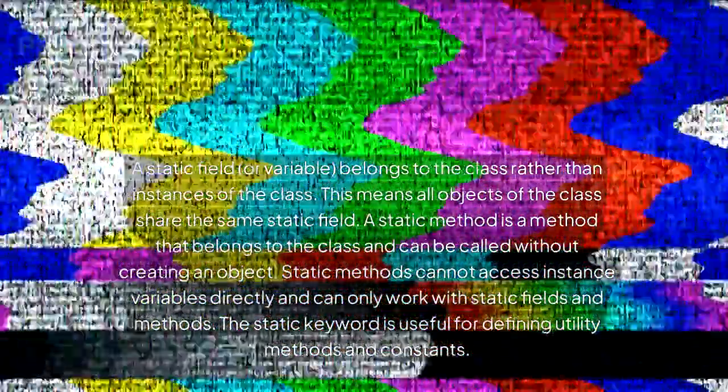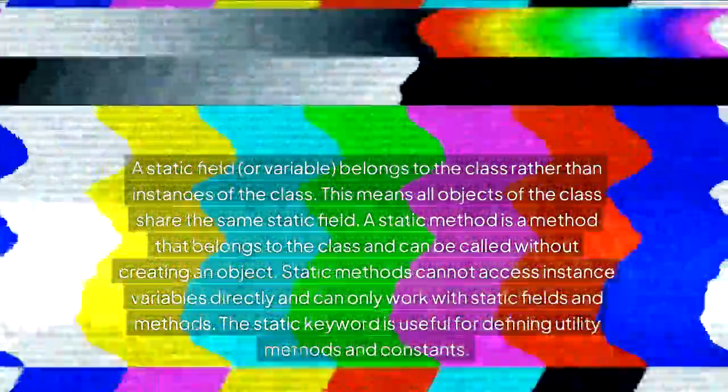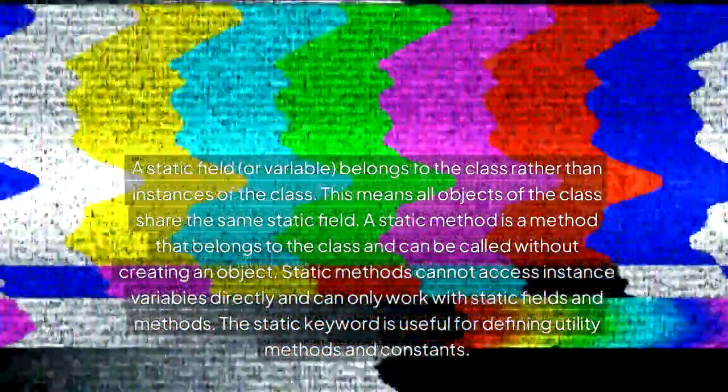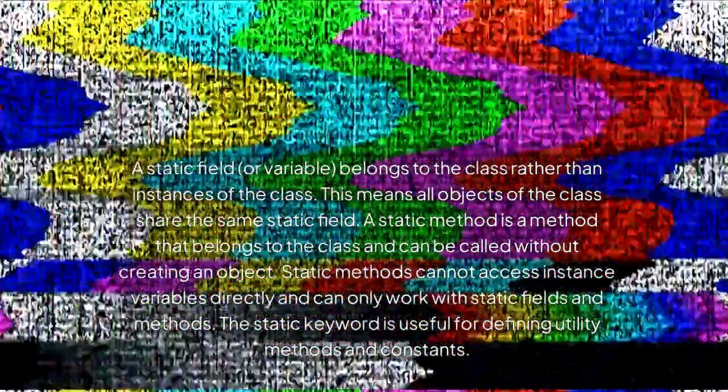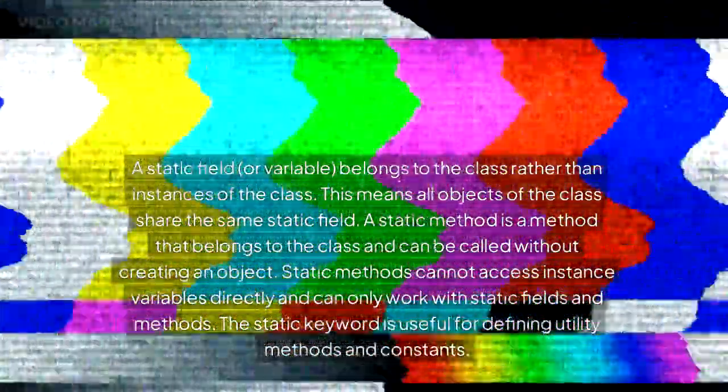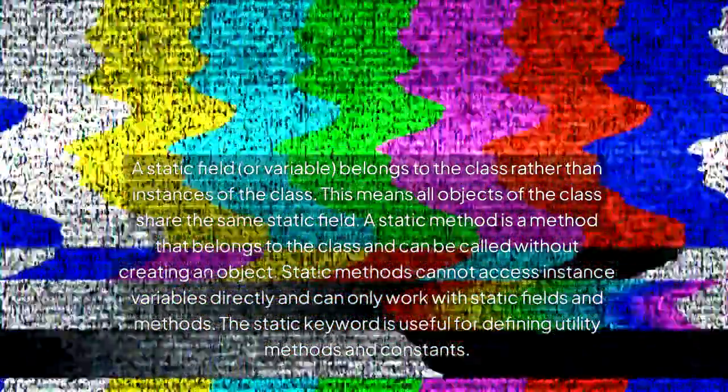Question 11. What is static field and static method? A static field, or variable, belongs to the class rather than instances of the class. This means all objects of the class share the same static field. A static method is a method that belongs to the class and can be called without creating an object. Static methods cannot access instance variables directly and can only work with static fields and methods. The static keyword is useful for defining utility methods and constants.